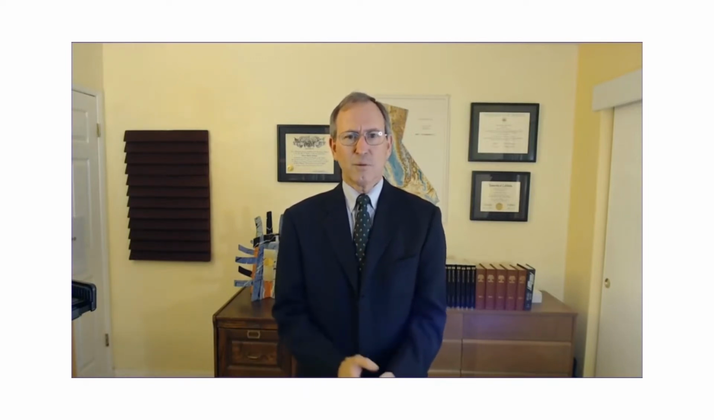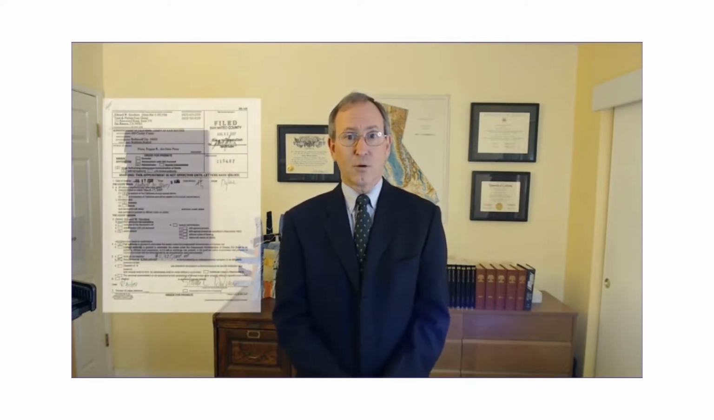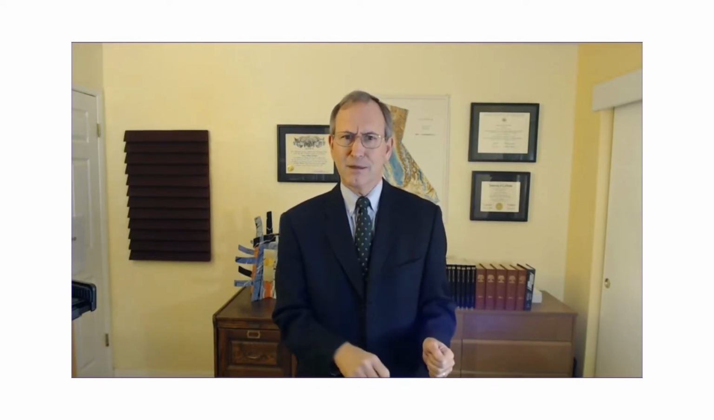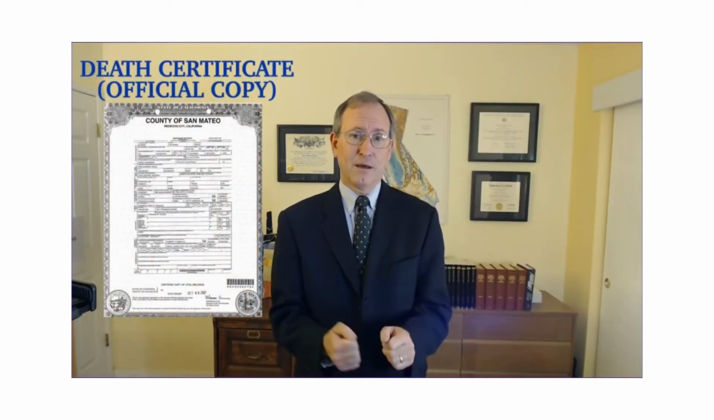So as soon as you've been appointed, you receive an order from the court and a document called letters. The letters are like your passport or like your driver's license as the executor. You need to take those letters and a death certificate for the decedent down to every bank where the decedent had accounts. Every bank, every brokerage, you need to take the copy of the letters, and it has to be the original letters with the purple stamp that is on it, making it official from the court. They're called certified letters. And you need to take the official copy of the death certificate.